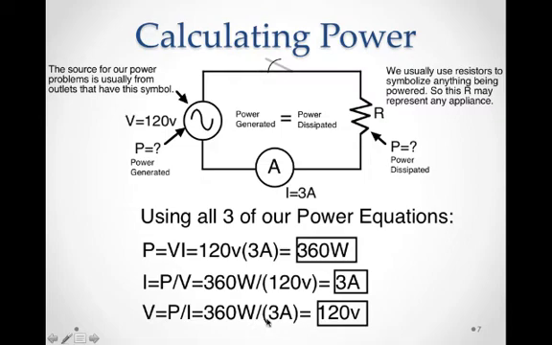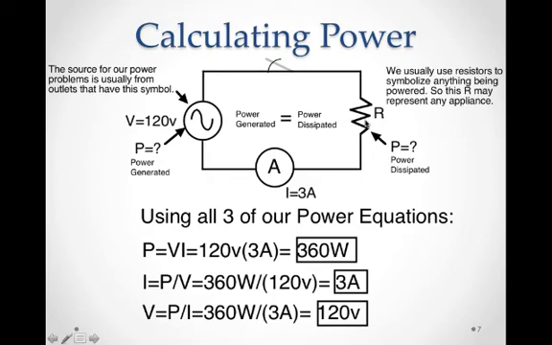360 watts divided by 3 amperes is 120 volts. So that's how everything plays here as far as the equations are concerned. Remember, it's the source that's delivering the power, and it is the device, in this case simulated by a resistance, that is the appliance or the device that is using the power. So this might be a burner on a stove.